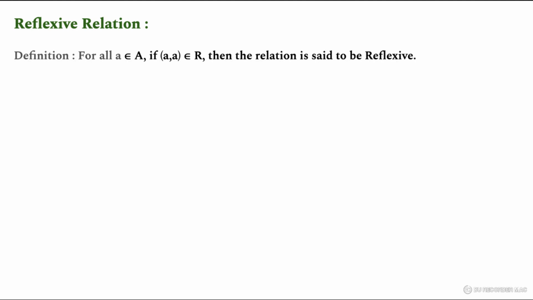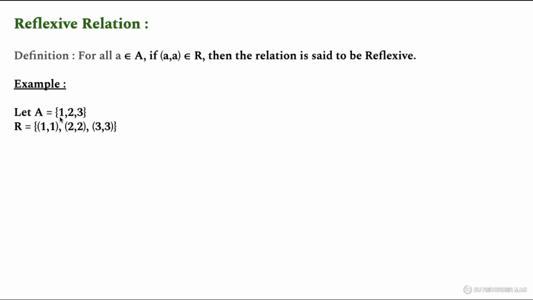It is defined as: for all a belonging to A, if (a, a) belongs to R, then the relation is said to be reflexive. That is, for all elements small a belonging to the set capital A, if the ordered pair (a, a) is in the relation, then the relation is said to be reflexive. Now let's take an example.